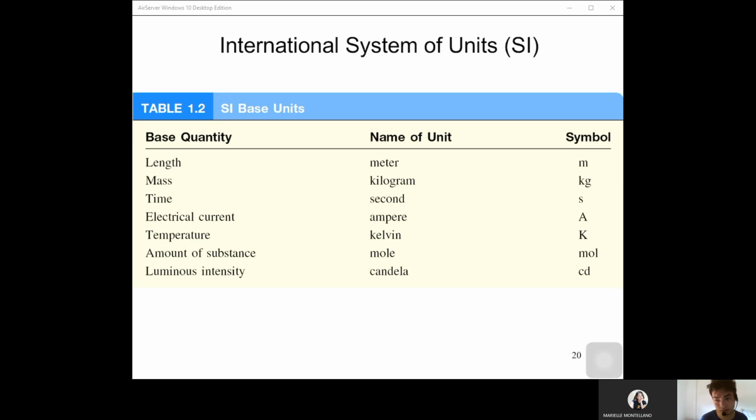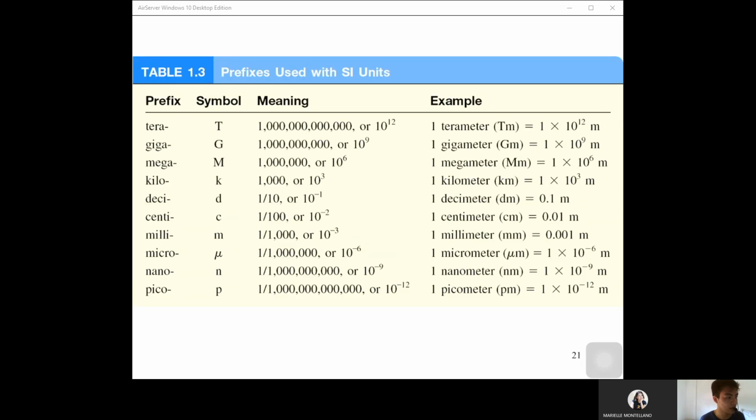So ano yung luminous intensity? That tells you about the brightness of an object, no? So physics na yung gumagamit niyan. Sa chemistry, ano yung ginagamit natin dito? Itong anim na to. The meter, the kilogram, the second, ampere, Kelvin, and mole. No? So these are the most common units that we use in chemistry.